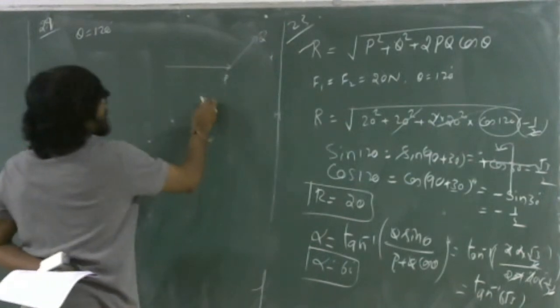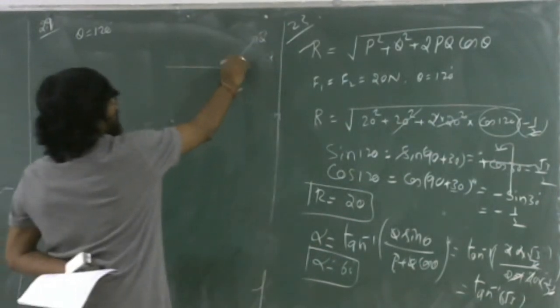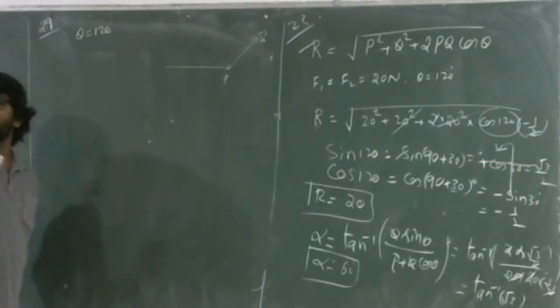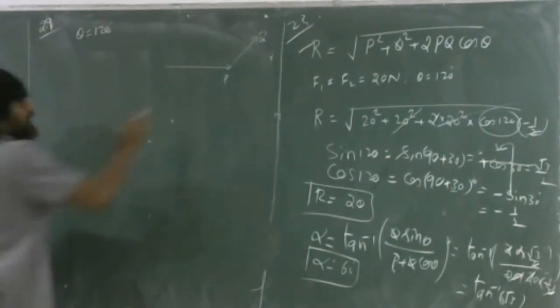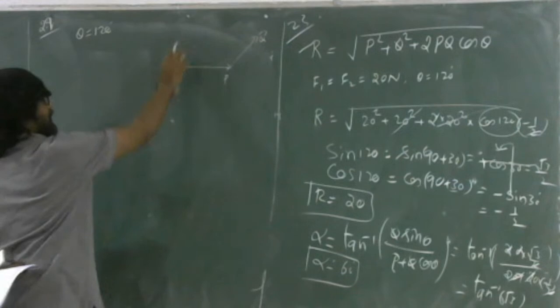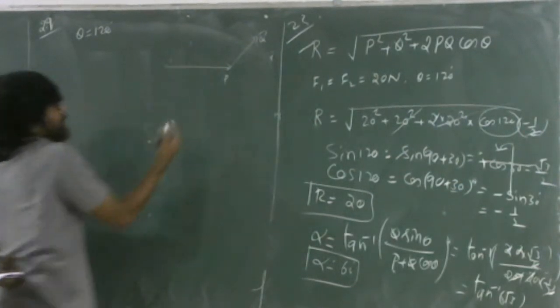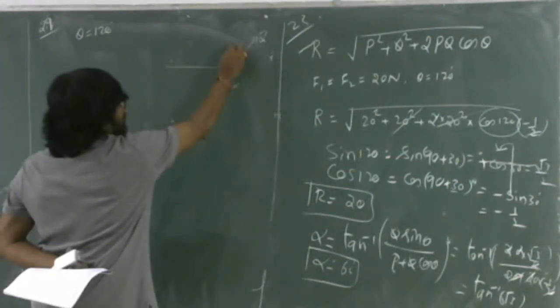So if the angle between them is 120, you shouldn't draw the angle here like this. You have to align them tail to tail, or shift and keep it here. Then it will be like this, then it cannot be 120, right? 120 means 90 plus 30. So this is 90.